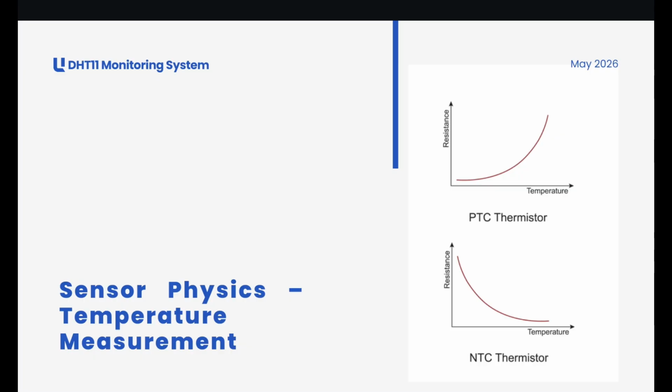On these graphs, you can see the dependency between resistance and temperature for PTC thermistor and NTC thermistor. For the PTC thermistor, resistance is rising while temperature is rising. And for the NTC thermistor, otherwise, while temperature is rising, resistance is falling.